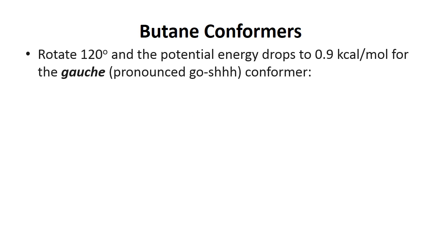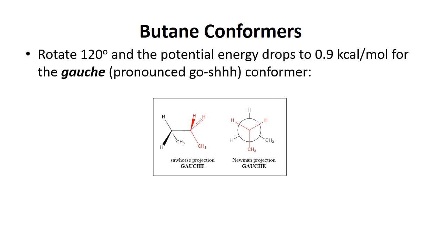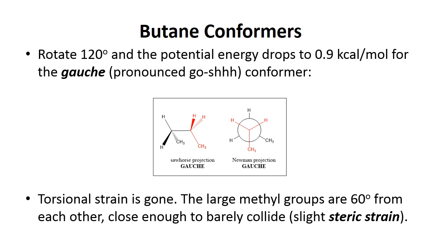Rotate 120 degrees, and the potential energy drops to 0.9 kcal per mole for the gauche conformer shown below. Now the torsional strain is gone. There is no longer any bond overlap. The large methyl groups are 60 degrees from each other, close enough to barely collide, just touch, and that's slight steric strain.